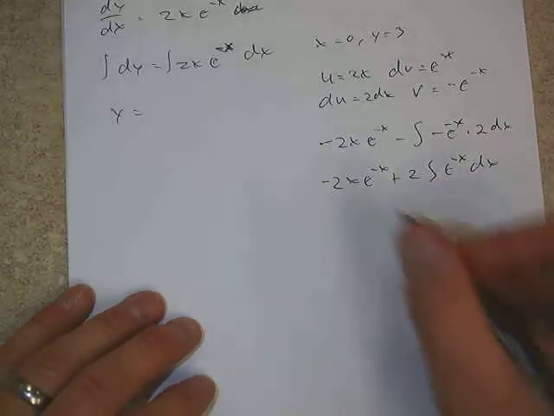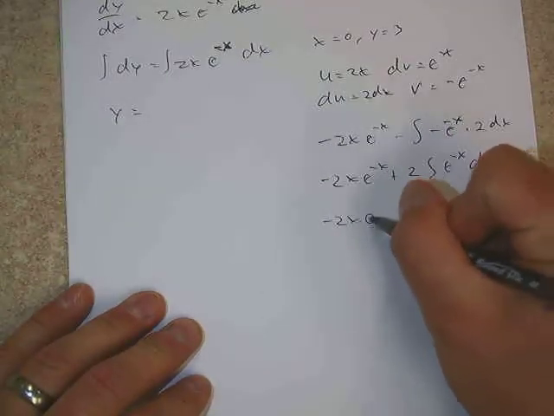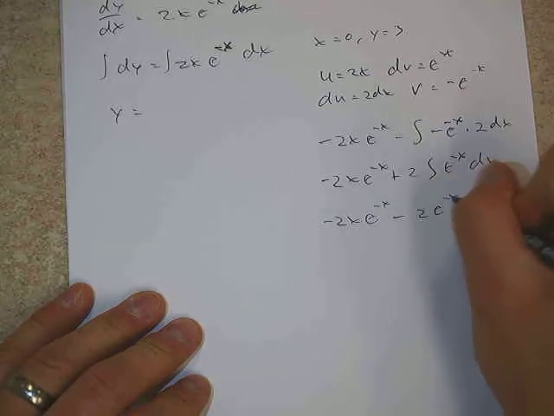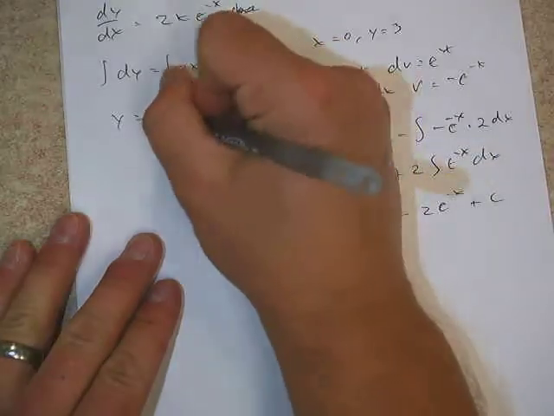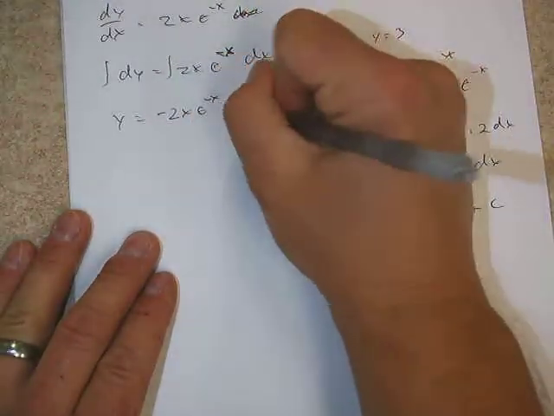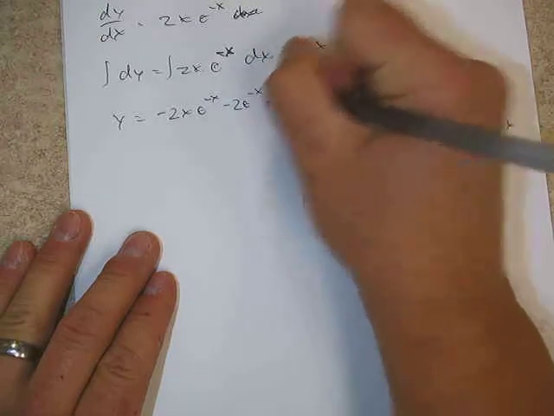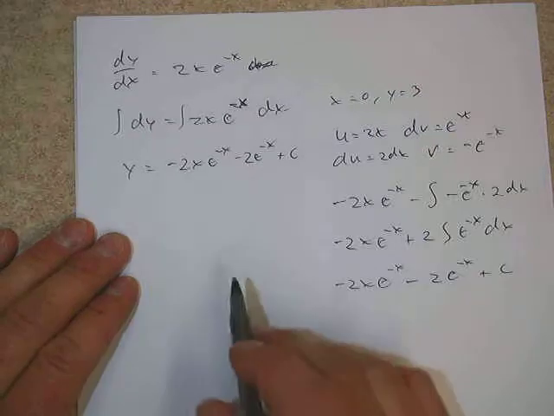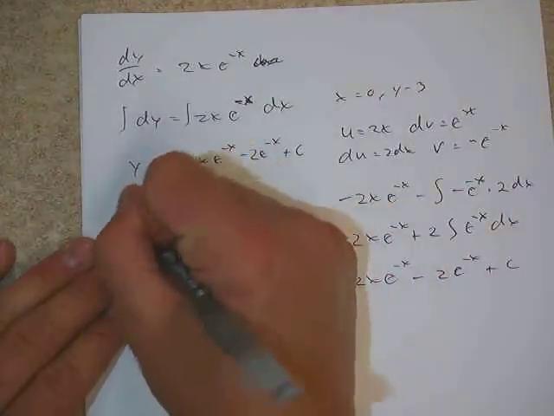And if we take our 2 and our negative out, we're going to wind up with negative 2x e to the negative x, plus 2 outside, e to the negative x dx in here. All right, so if we work that, and then again, this is a known derivative, so our answer here is negative 2x e to the negative x, and then it's going to be minus 2 e to the negative x plus c. So with that, that would be our antiderivative.